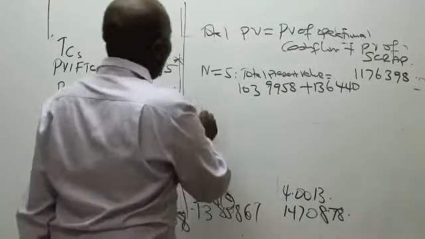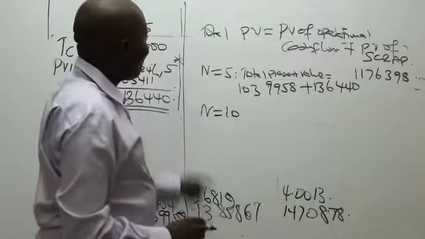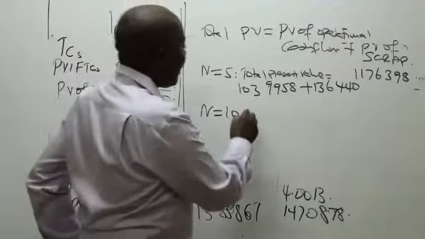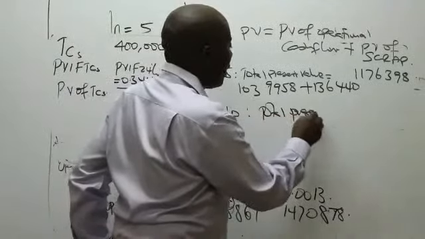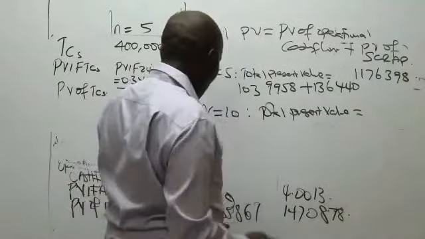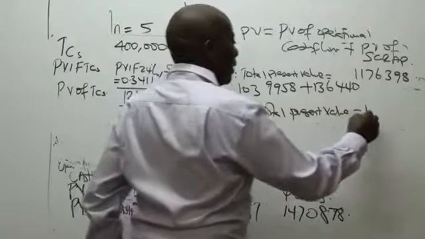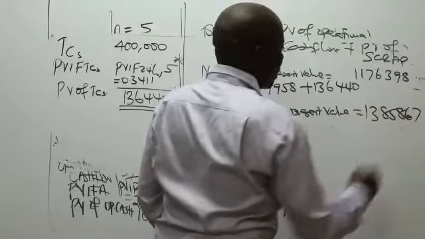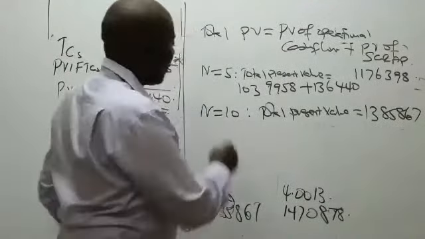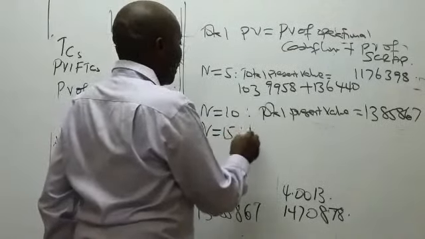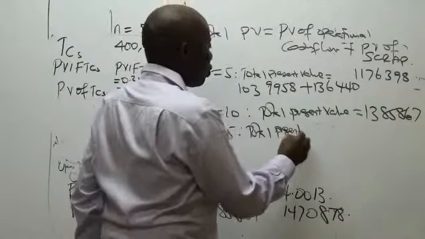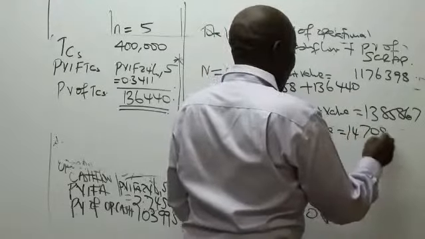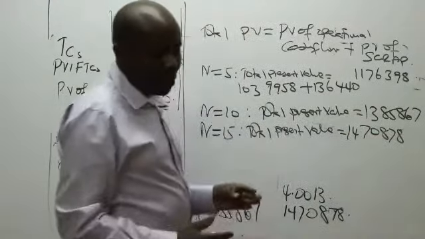How about the total present value when N is 10? When N is 10, fortunately, we don't have scrap. The total present value remains just this that we had down here, 1,385,867. The same, when N is 15, the total present value will be equal to 1,470,878. Thank you so much.